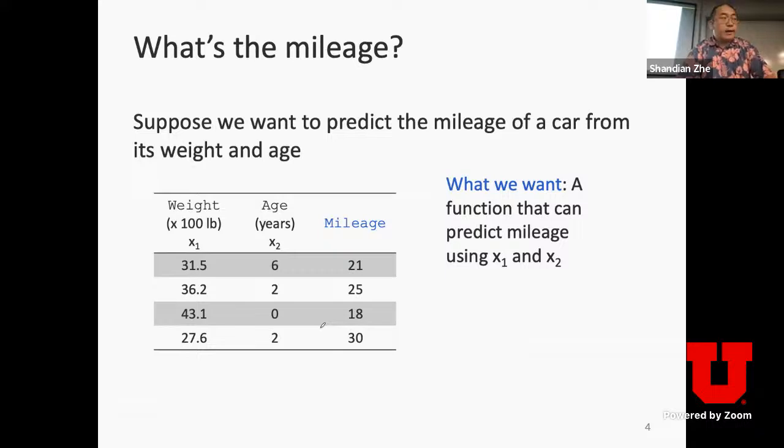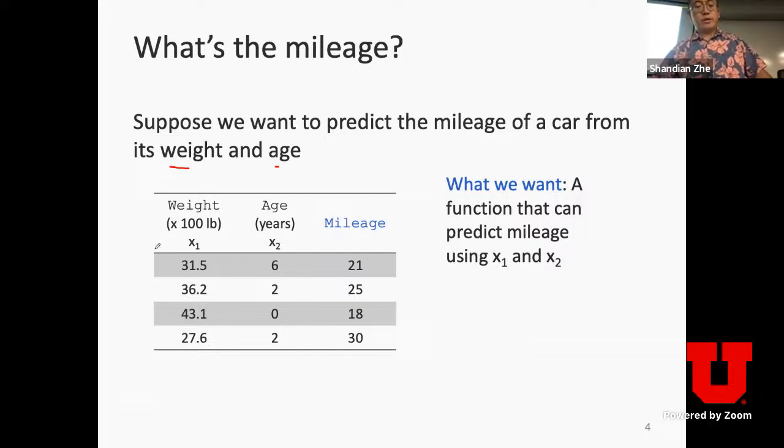let's start with an application, right? It's a very simple application. Suppose we want to predict the mileage of a car from its weight and age. So here, we're going to represent a car with two features. One is the weight of the car. The other is the age of this car. And then we want to use these two features to predict the mileage the car owner has driven this car. And so this is a typical regression problem, right?